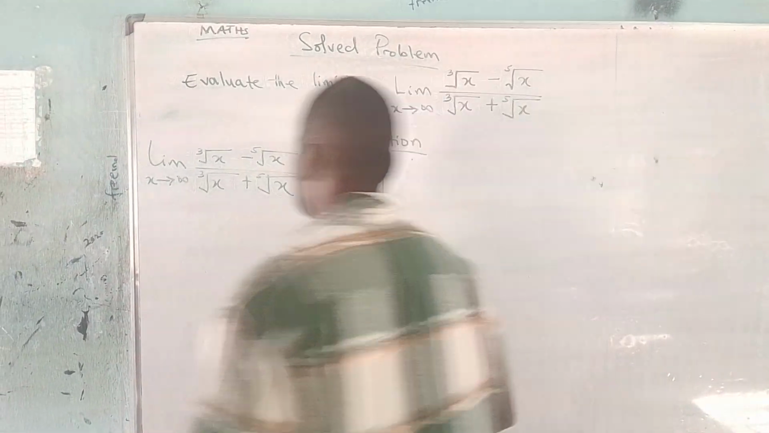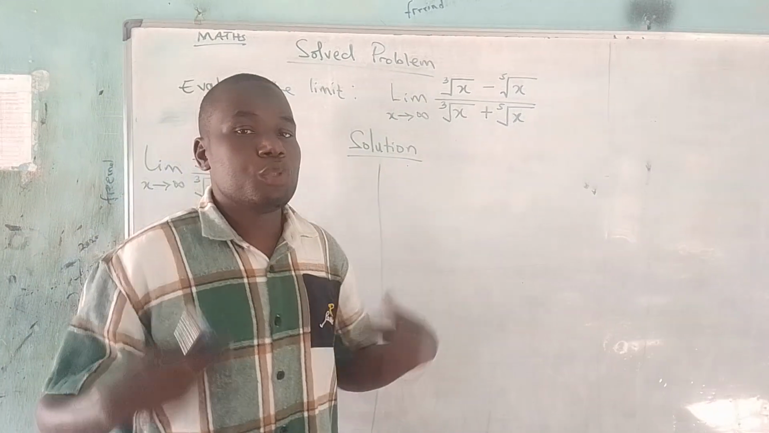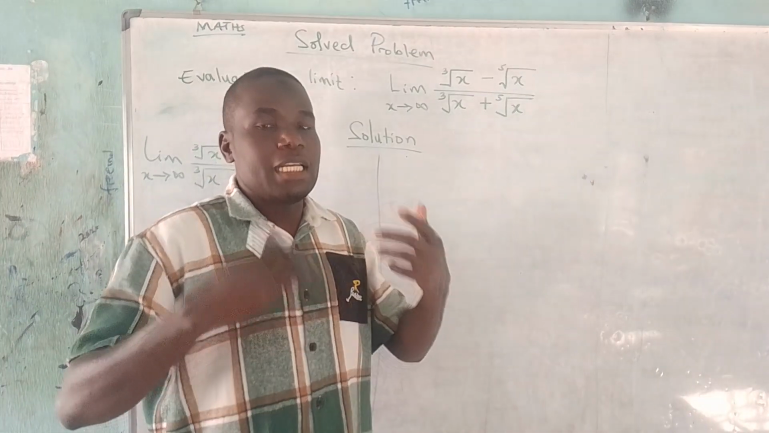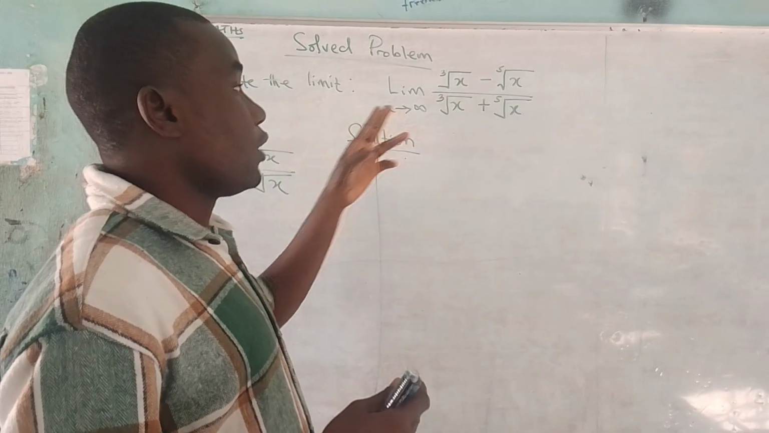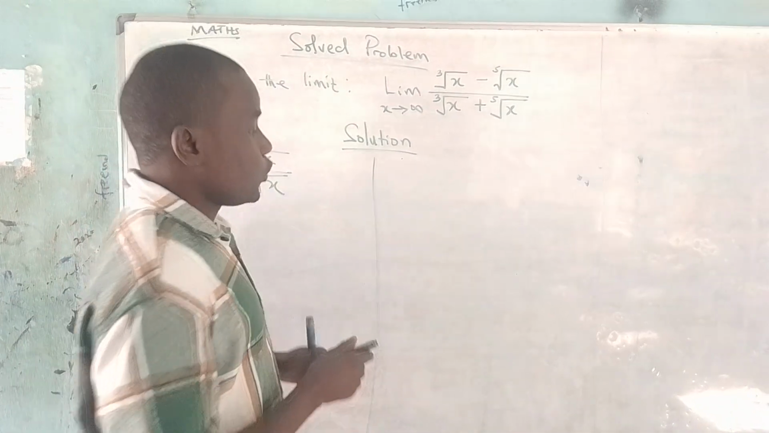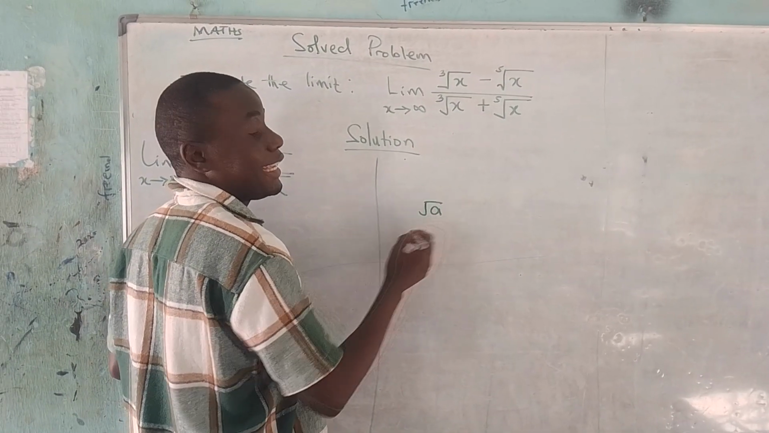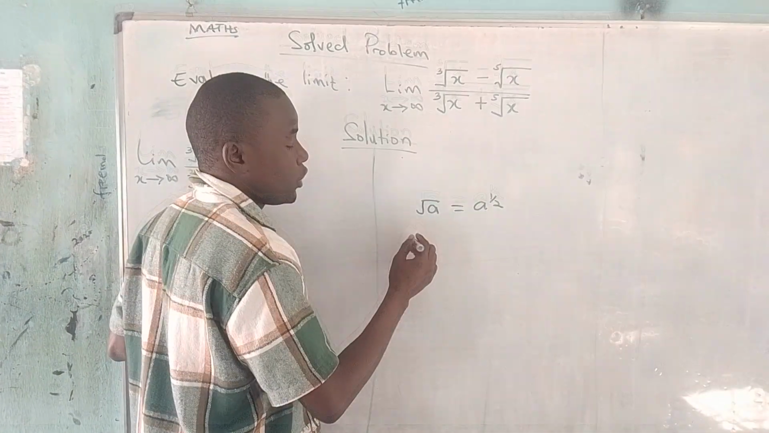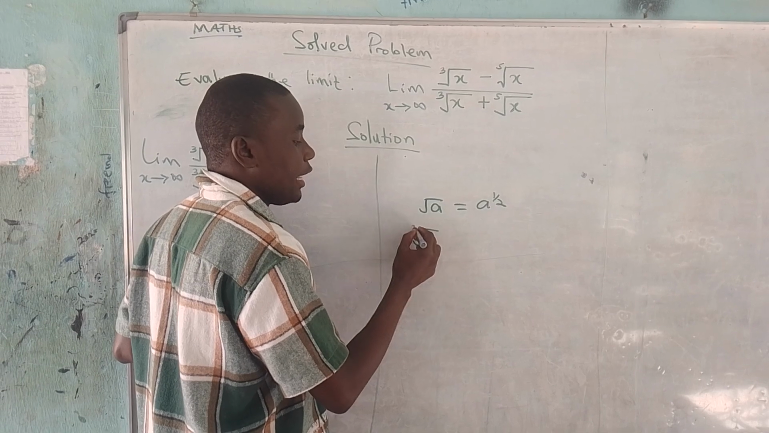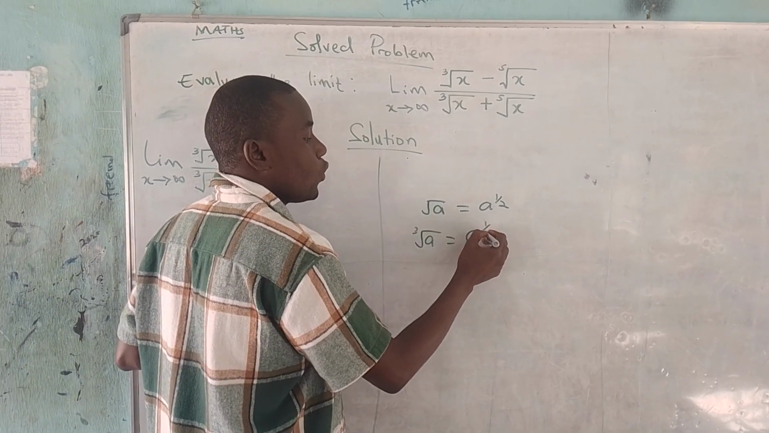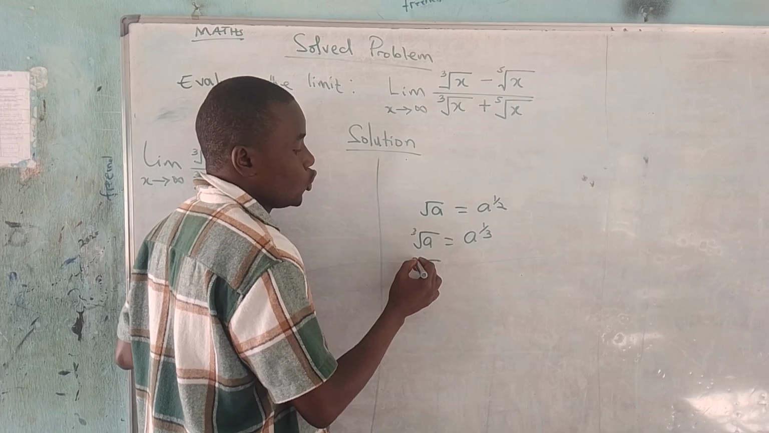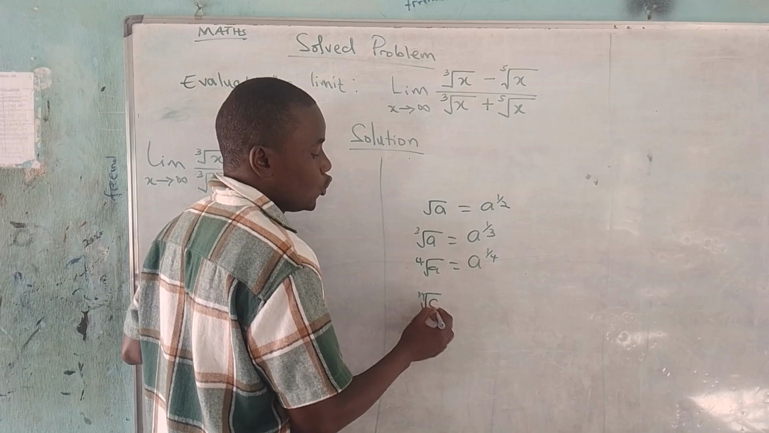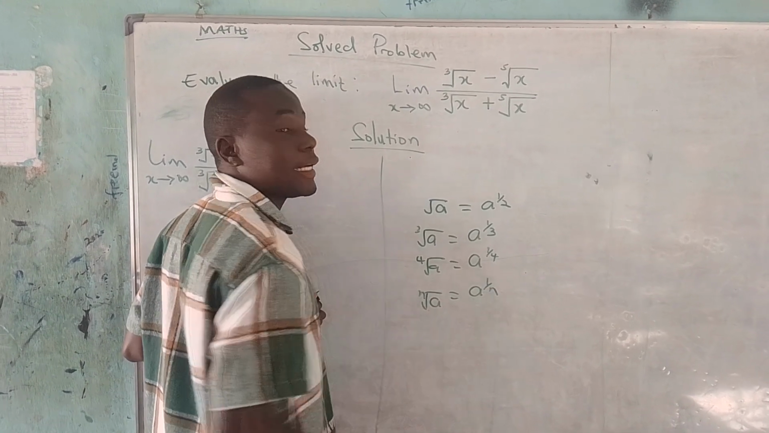Now look at this. Now muna buƙatar knowledge, you require the application of knowledge of indices to tackle this problem. Muna buƙatar ilimin indices wajen solve wannan problem. Kada mu manta cewa indices, we know that the square root of a in indices is a power half. And what is cube root of a? A power 1 all over 3. The fourth root of a is a power 1 over 4. The nth root of a is a power 1 all over n.